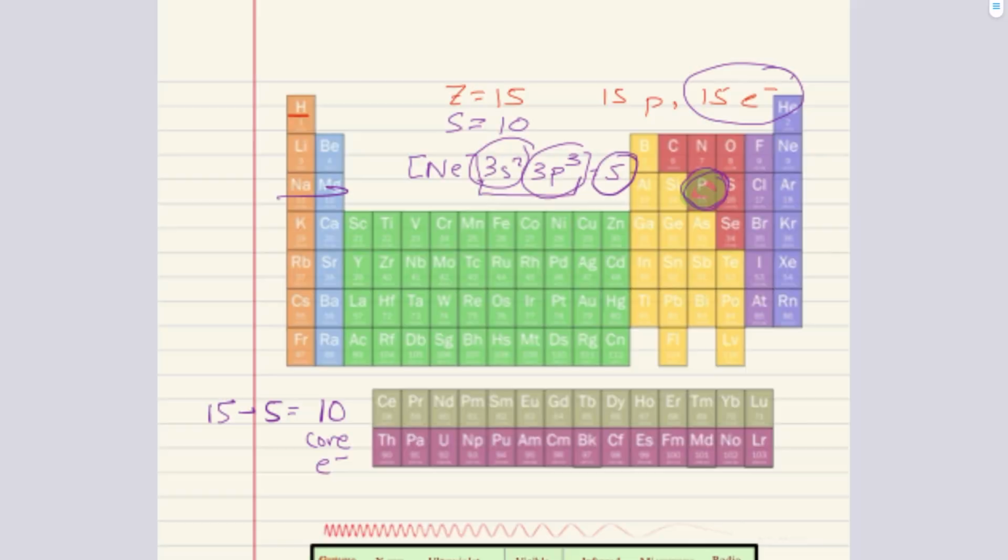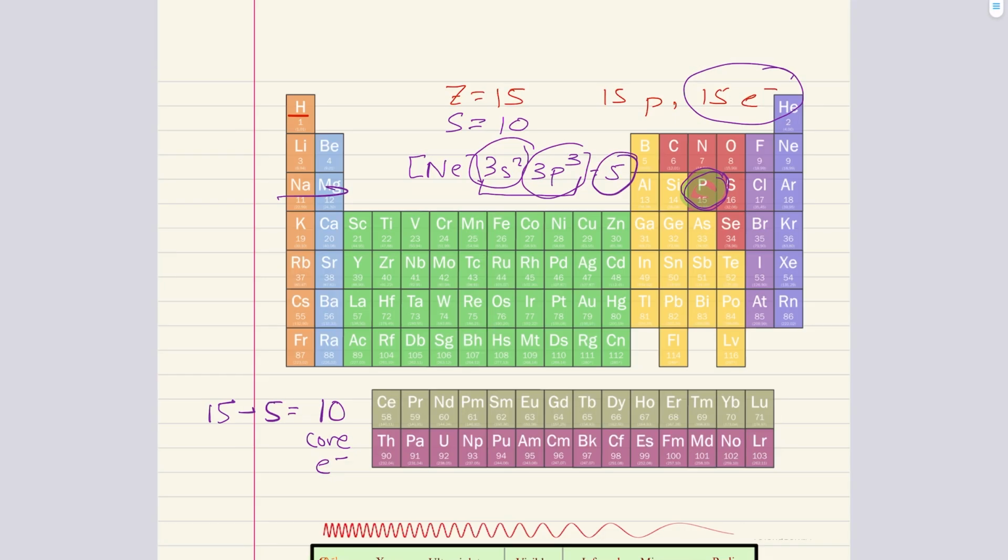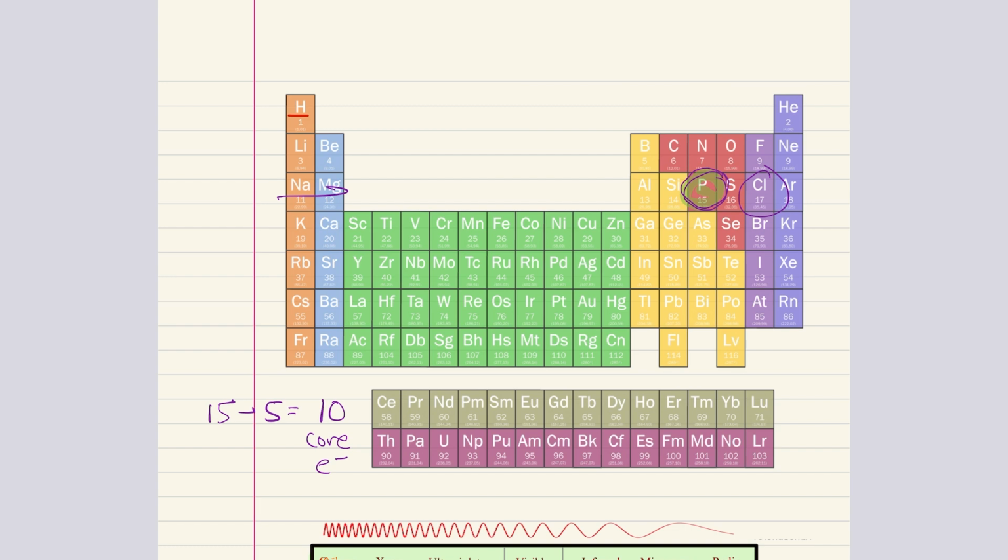We're going to do the same thing for chlorine now. Chlorine is over here. Chlorine has an atomic number of 17. That means a neutral chlorine atom has 17 protons and 17 electrons. To figure out the number of core electrons, we need to write the electron configuration first. It's going to be neon, 3s2, 3p5. We sum up 2 and 5 here, and that gives us 7. Chlorine has 7 valence electrons.